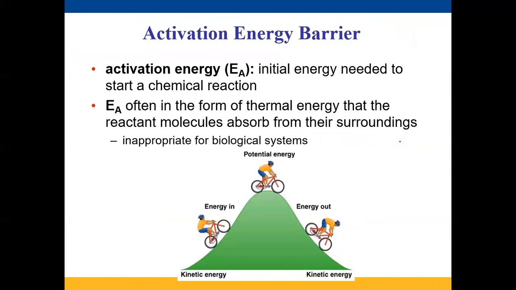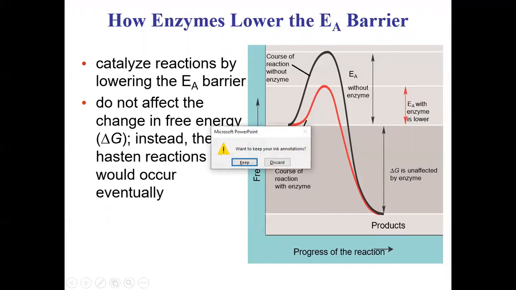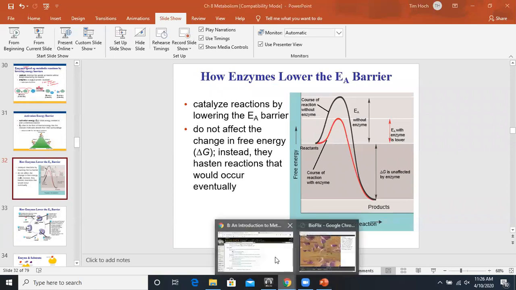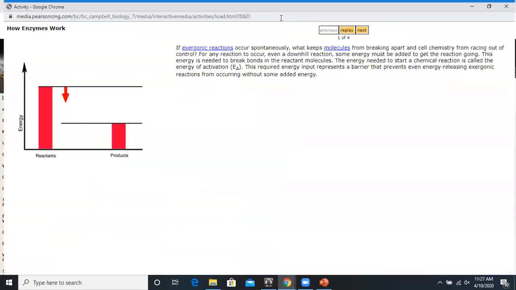So moving forward, really the key thing about enzymes and what they do, they're going to help lower the activation energy. It's the energy required to get a reaction going. They're going to help lower that activation energy. And let's kind of help explain why. So I'm going to move over to this simulation from Mastering Biology. So if you look here, how do enzymes actually work?